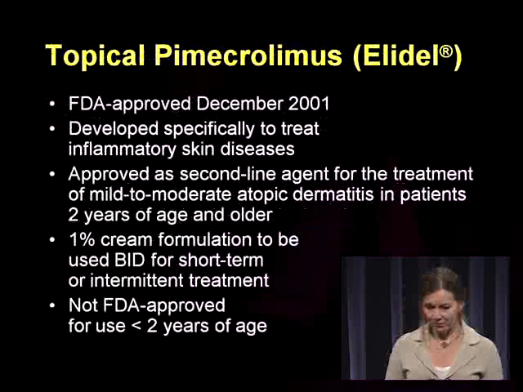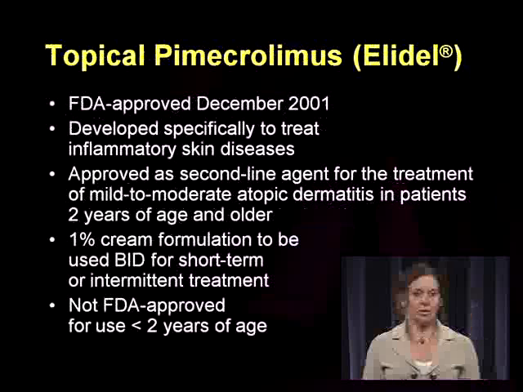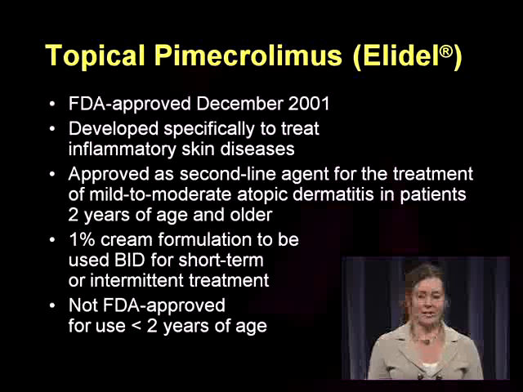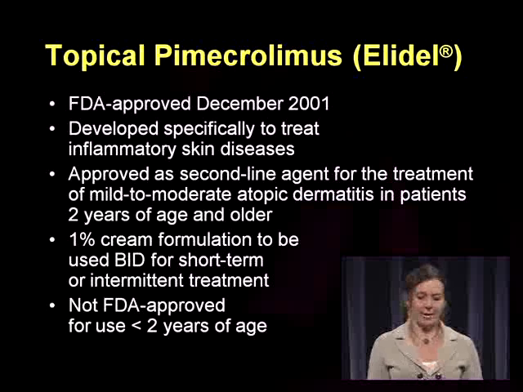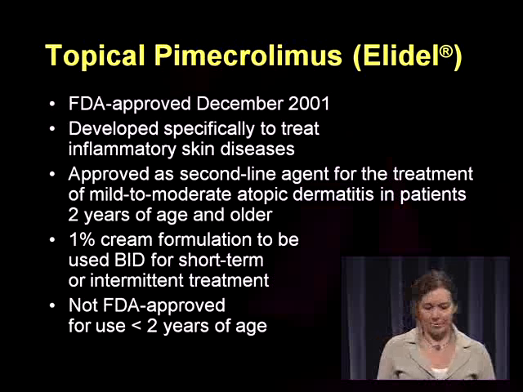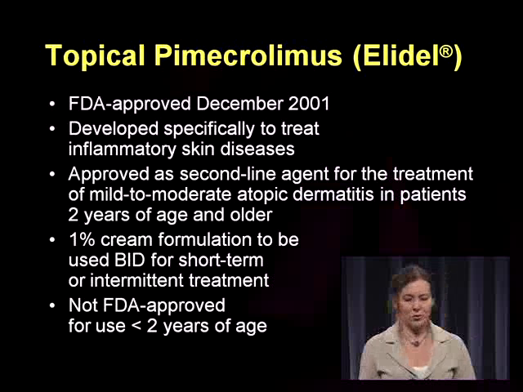The other topical immunomodulator was approved the following year in 2001. This is known as pimecrolimus, or Elidel, and this was developed specifically to treat inflammatory skin conditions. It is a little bit less potent than topical tacrolimus, and it is approved for second-line treatment of mild to moderate versus moderate to severe eczema, and again, for children 2 years and older. And there's only one strength, which is the 1%. And it's to be used for short-term or intermittent management.